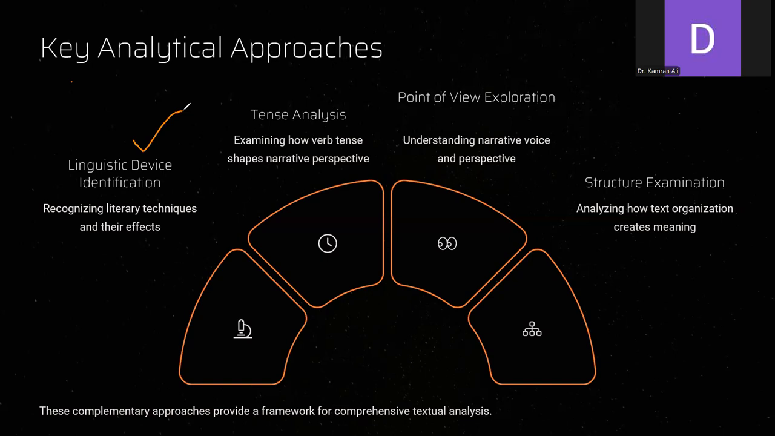Another thing which you really need to look for is tense analysis. Examine how verb tense shapes narrative perspective, present tense, past tense, future tense, and with that, how the meanings are being shaped. Then, point of view exploration, whether the author has written in the first person perspective, second person perspective, or the third person point of view. You have to identify that, not only that, also how it shapes the meaning. And finally, you need to look at the structure. Structure means you have to analyze how text organization creates meaning, how the information flows, what is the layout of the text, all of that. Let's go ahead.